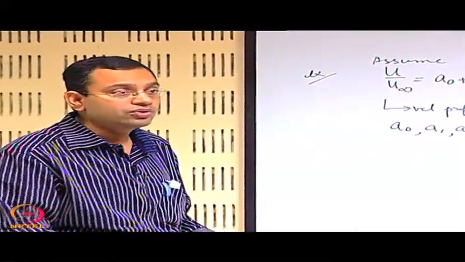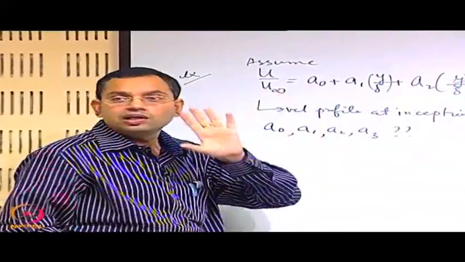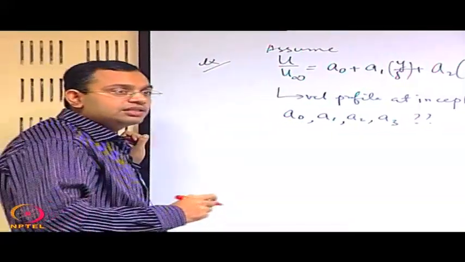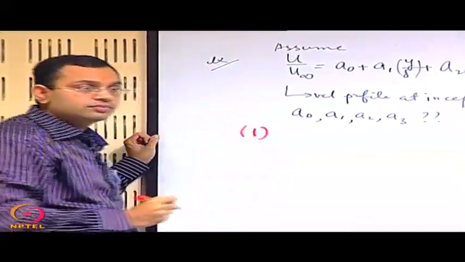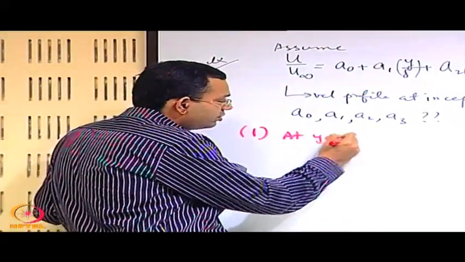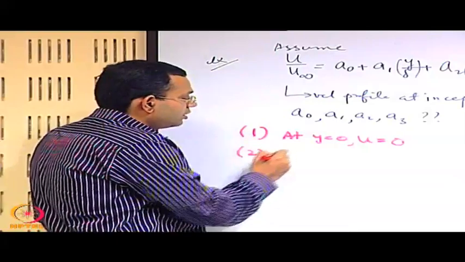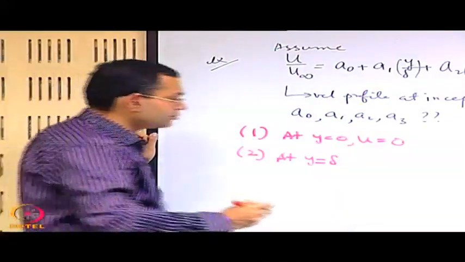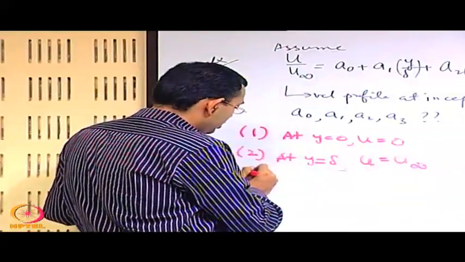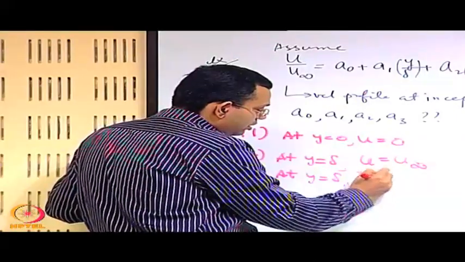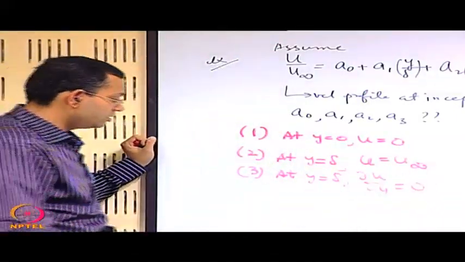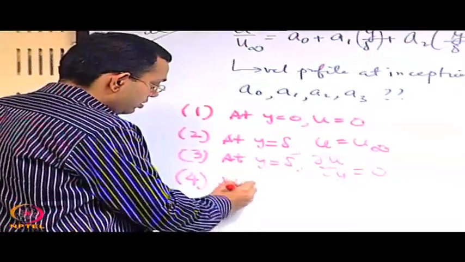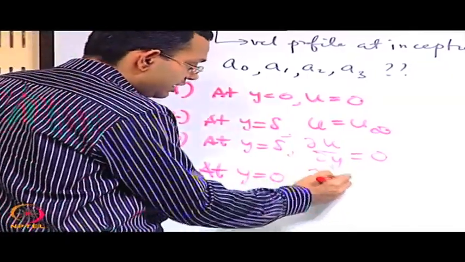So what are the boundary conditions that we need to consider for this? Again there are 4 constants, so we should consider 4 boundary conditions to specify the velocity profile completely. Number 1, at y equal to 0, u equal to 0. Then at y tends to infinity, or at y equal to delta, u equal to u infinity, as at y equal to delta you have no further change in u. And the fourth one, at y equal to 0, d2u dy2 at the wall is equal to 0.